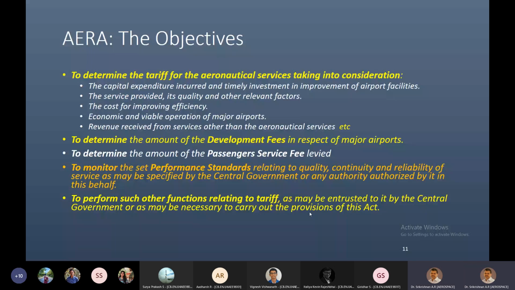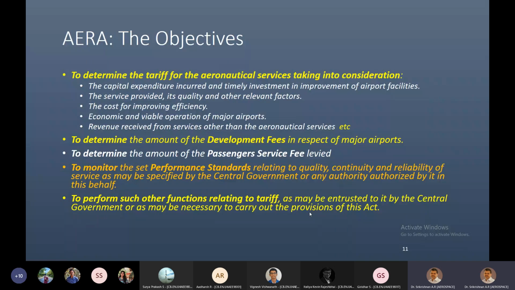To determine the amount of the passenger service fee levied. Passengers pay this merged with the ticket fare, not necessarily at the airport, the ticket fare that we pay. There will be a passenger user fee also. Part of the ticket price that we pay goes to the airport as a user fee. So AERA also regulates what the passenger service fee should be.